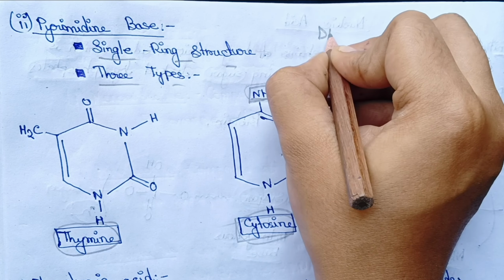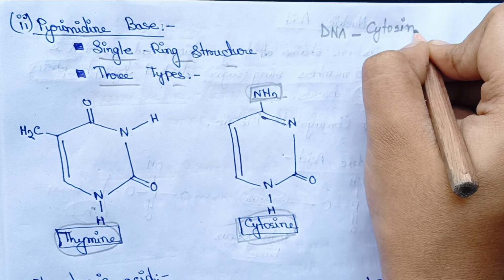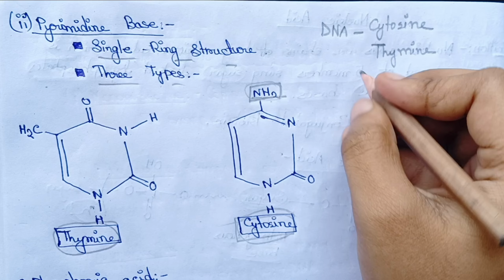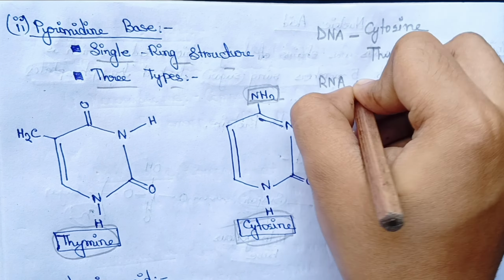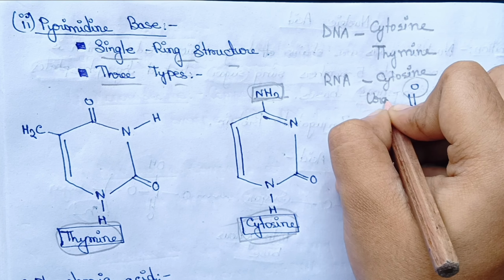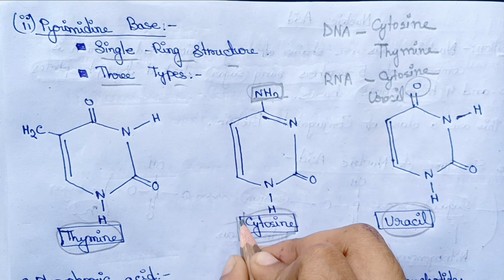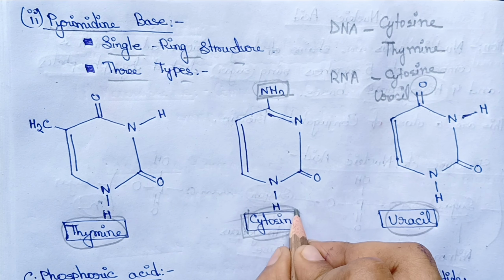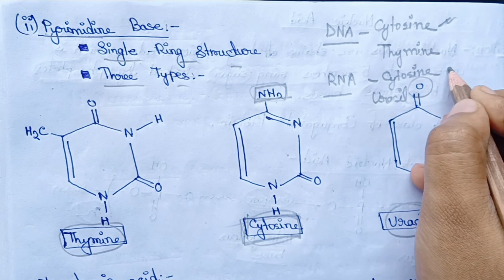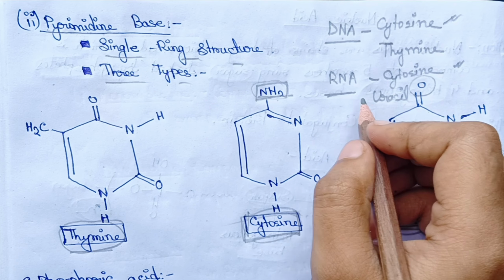And in DNA there are cytosine and thymine. And in RNA there are cytosine and uracil. So among the pyrimidine bases, cytosine is present in both DNA and RNA, but thymine is present in DNA and uracil is present in RNA.